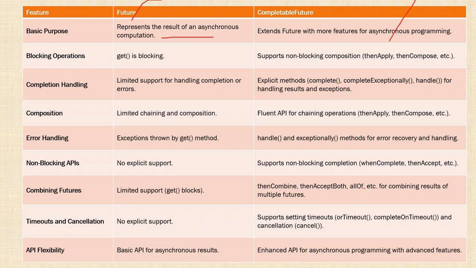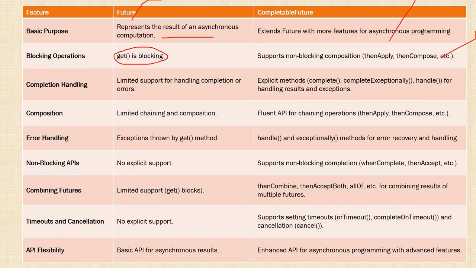Just now we saw we have chaining methods, we can combine, we can do thenApply. And for blocking operations, get is blocking. If you use the get method, it will block and allow only one thread to execute at a time. It will wait till completion of your first task, then that thread will execute the next task, so your thread will be blocked till completion of your task. CompletableFuture supports non-blocking composition. We have thenApply, thenCompose, etc. So with that we can do non-blocking composition and completion handling.